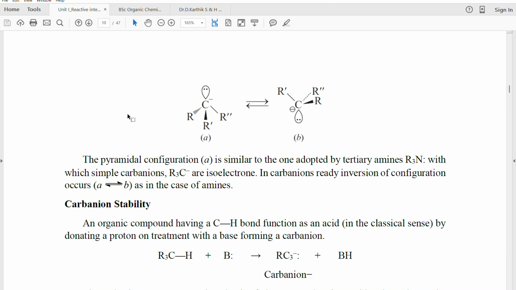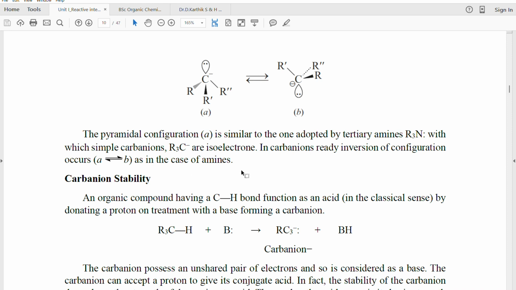Anyone tell? Electron withdrawing, sir. No, wrong. Which donating group can stabilize the carbocation? Carbocation only I asked, right? Or carbanion? Sorry, sir, I said for carbanion. Okay, carbanion. Carbanion means whatever you said, that is correct. So it's just opposite to the carbocation. Carbocation will be stabilized by electron donating group, and similarly, just right opposite, carbanion will be stabilized by electron withdrawing groups. Why? The same reason.